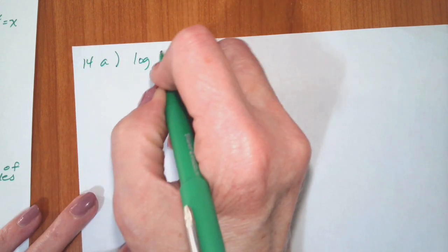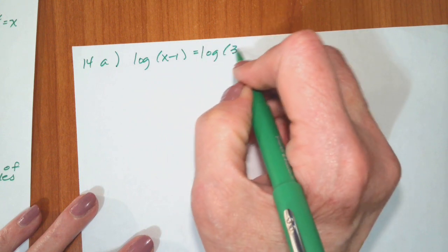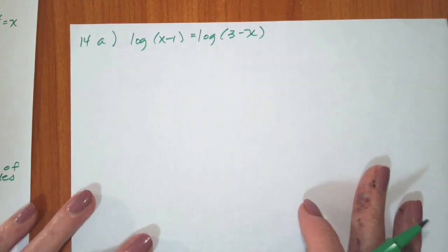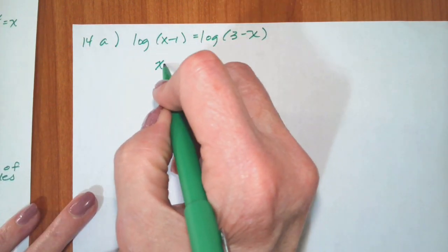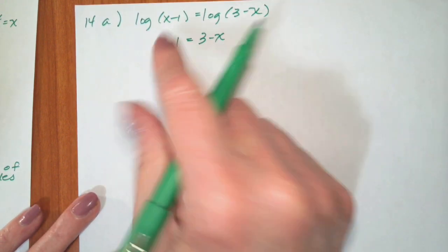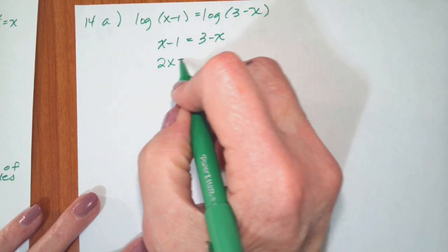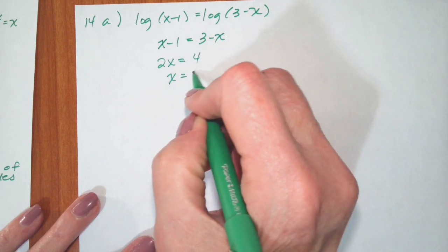So I have the log of x minus 1 is equal to the log of 3 minus x. The bases are the same, so that tells me that x minus 1 has to equal 3 minus x. When I do that, that gives me 2x is equal to 4. So x is equal to 2.